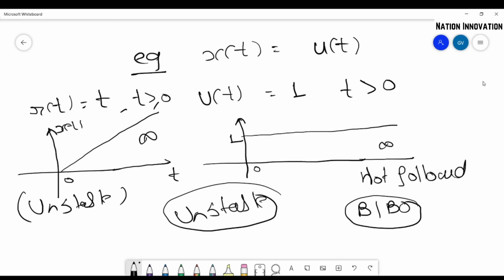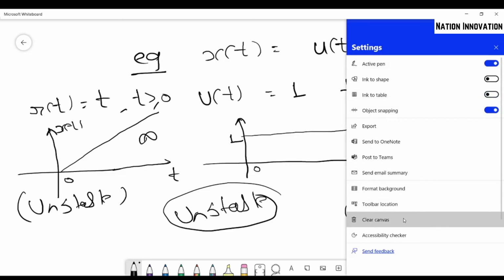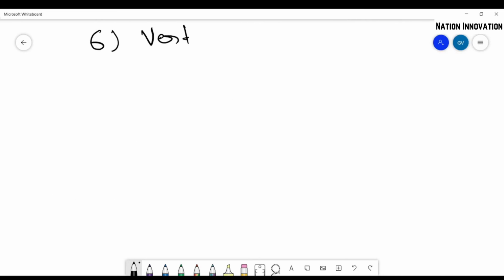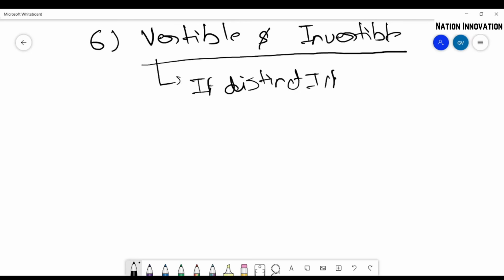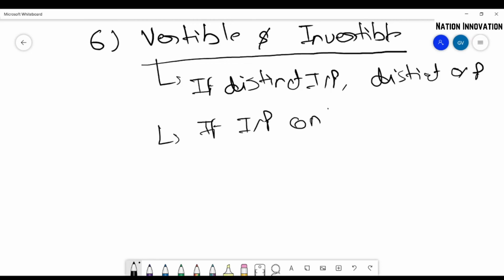Okay, now let's move forward to the last type of system, which is invertible and non-invertible type of system. For invertible, if for distinct input we get distinct output, it is invertible. If the input can be determined by the output, then the given system is an invertible system.